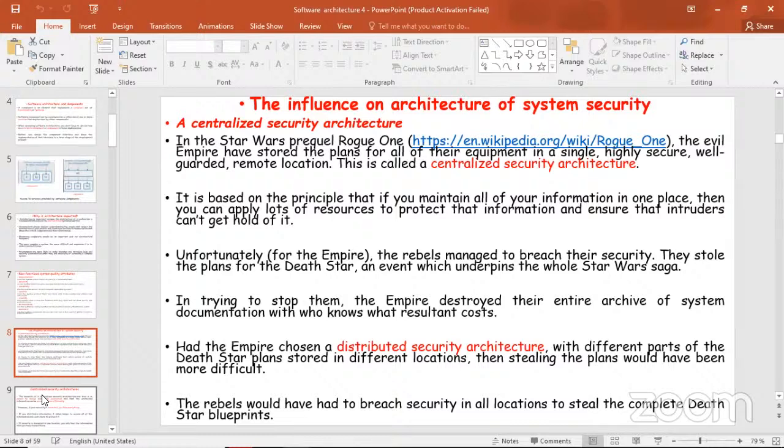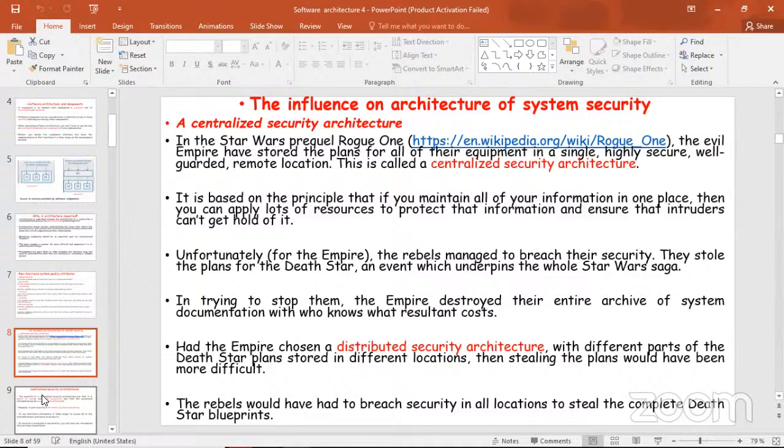It is used on the principle that if you maintain all your information in one place, then you can apply lots of resources to protect that information and ensure that intruders can't get hold of it. So the question is this, and of course, when students are presenting their seminars and they have to talk about the security they have employed in their research work, we ask them: if you have employed this type of security architecture, does having several security measures in one location really secure your system?